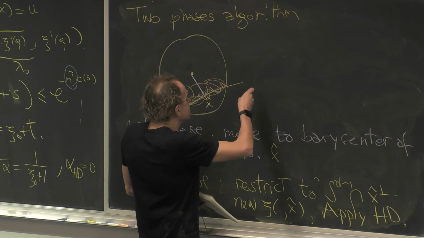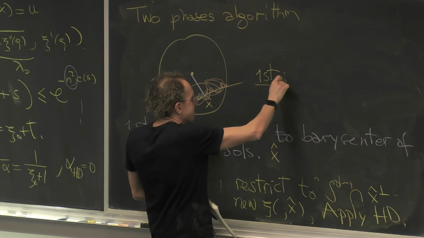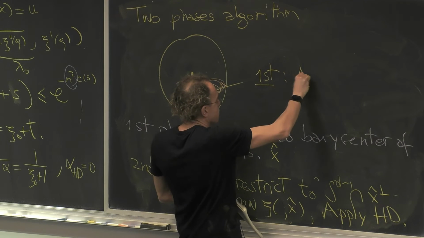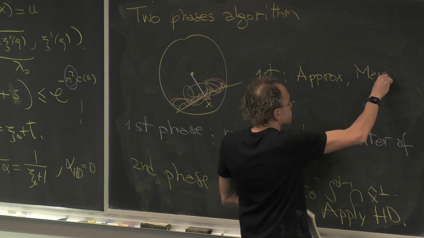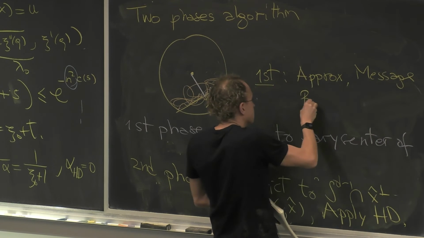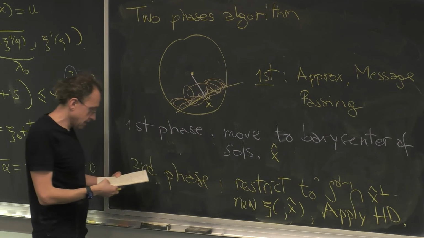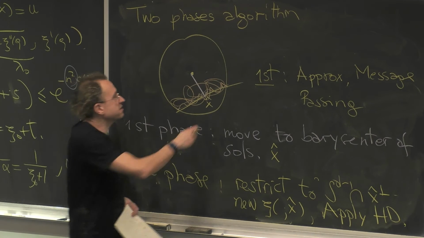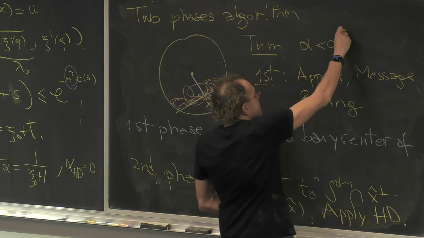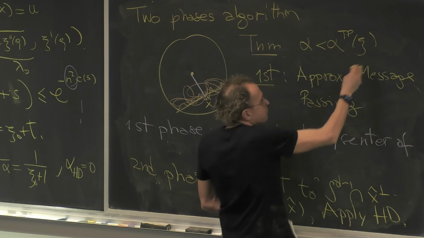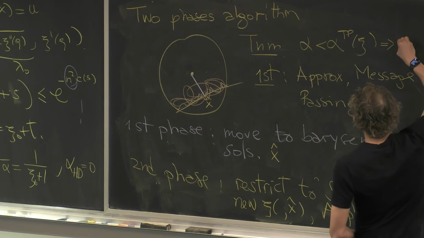Now, how do we do the first phase? The way we do the first phase is we use something that we have been developing over the years, which is approximate message passing. I will not go into detail of how it works. In the end, we get a theorem that says if alpha is less than a certain two-phase threshold that we can explicitly characterize, then we find a solution.